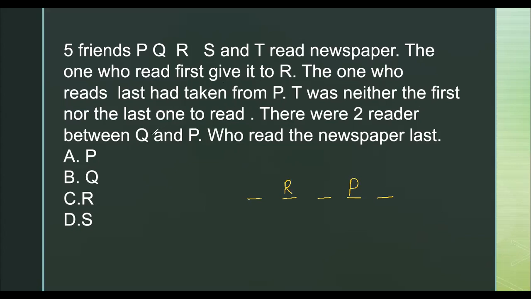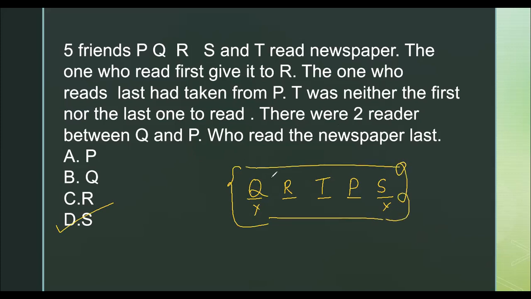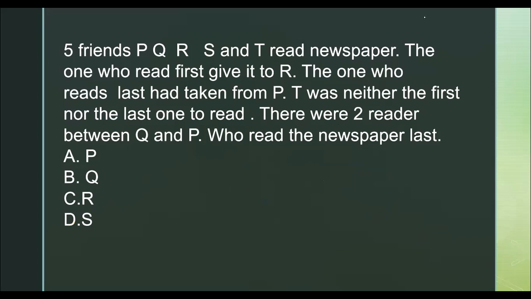T was neither the first nor the last one to read. That means T cannot come in first or last. Right? T cannot be here, T cannot be in last, so T will come here. There were 2 readers between Q and P. Which reader has come between Q and P? So where does S come? Here. Who read the newspaper last? S. So very simple way you can draw. Look, I have drawn the figure with whatever information I had in the question, and I got my answer. Okay. Now let's move to the next one.